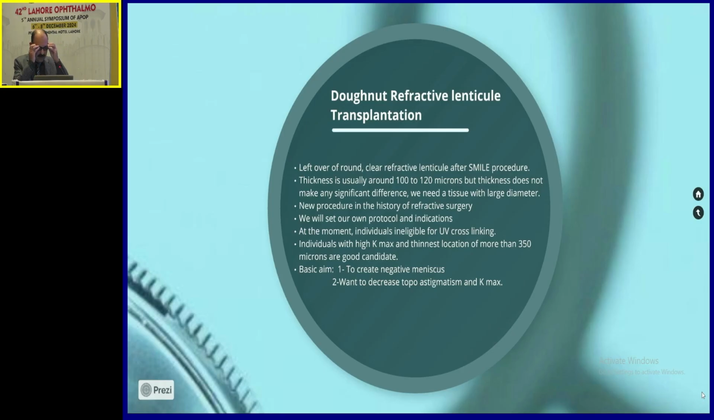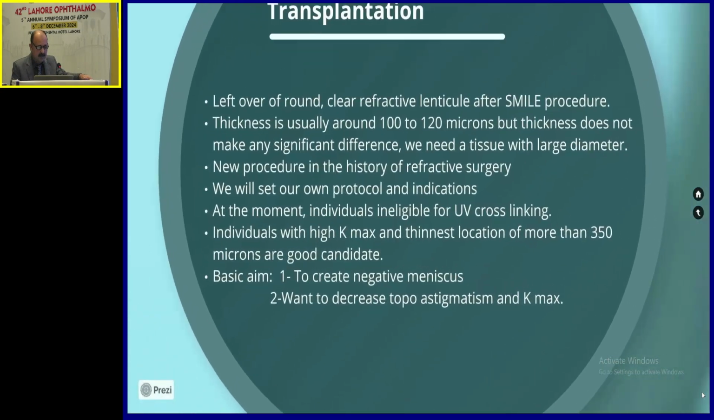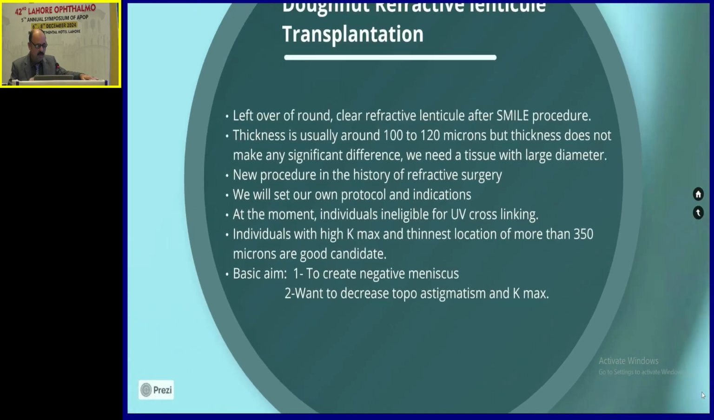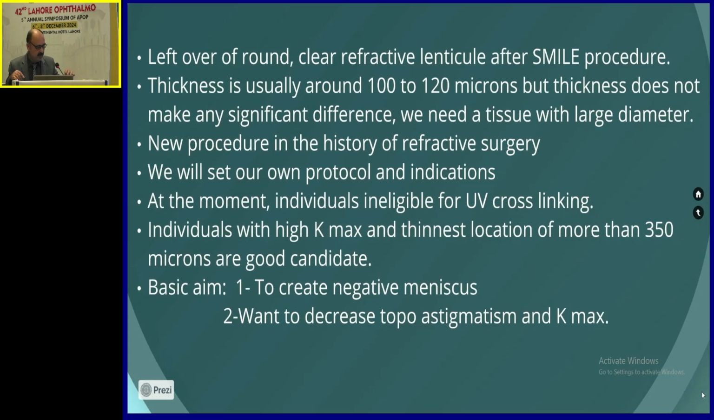I'm going to present one of the new ideas regarding cornea transplantation, and this is basically donut refractive lenticule transplantation. Whatever idea is mentioned here is all from my own. So what is donut refractive lenticule transplantation, DRLT? Basically, this is the leftover round, clear refractive lenticule after the SMILE procedure. Usually we select a thickness which varies from 100 to 120 micron, but the thickness doesn't make any difference. It is the diameter which matters a lot.